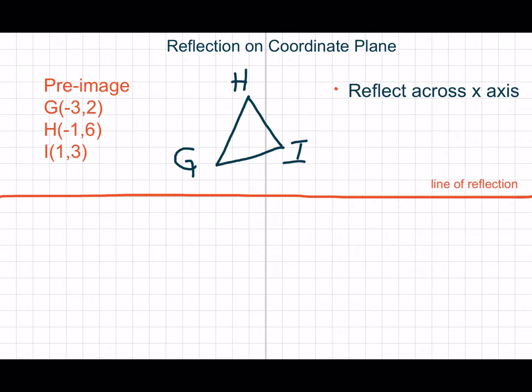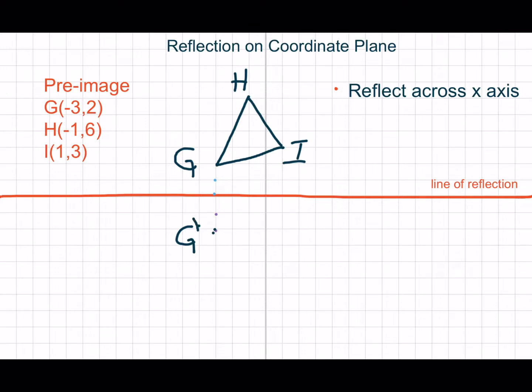Now that we have our line of reflection drawn, all we are going to do is match the distances. So the definition says that the pre-image coordinate is the same distance from the line of reflection as the image coordinates. So let's start with point G. Point G, as you can see, is 2 units from the line of reflection. It is 2 units above the line of reflection. What we are going to do is match that distance below the line of reflection. So 2 units below the line of reflection. This point right there is going to be your G prime.